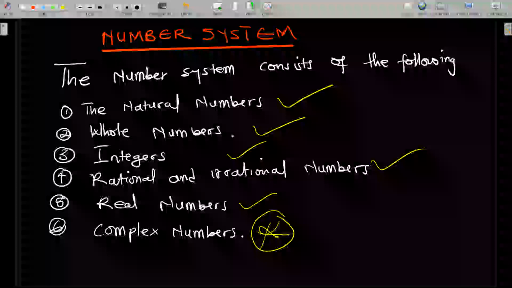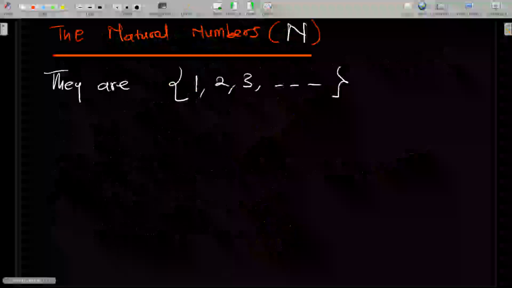For the first five, we'll go through them right now, and I'll say very few words about the complex numbers. I'll do a new video talking only about complex numbers because it's a whole topic on its own. Right, so let's start now with natural numbers.